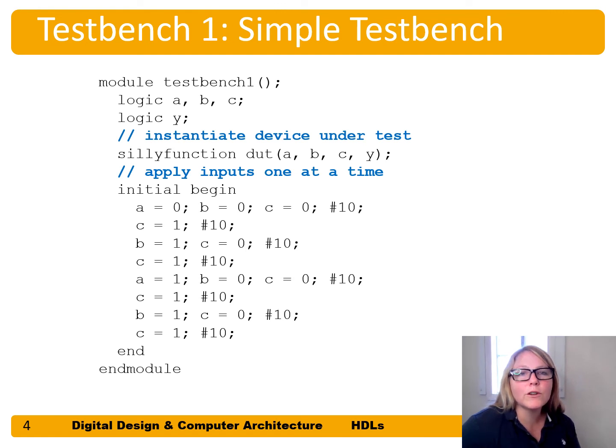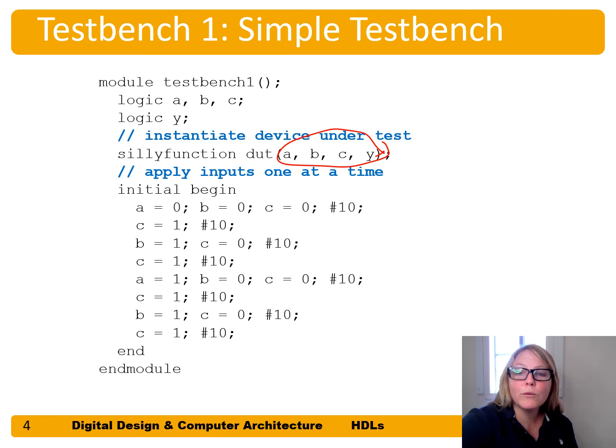So here's the first version of the test bench, the simple test bench. So we have the keyword module, and then our module name, in this case Testbench1. You notice there are no inputs and outputs. We have some internal signals A, B, C, and Y. And now we're going to instantiate the device under test, the silly function module. DUT is the instance name. And we connect it to A, B, C, and Y.